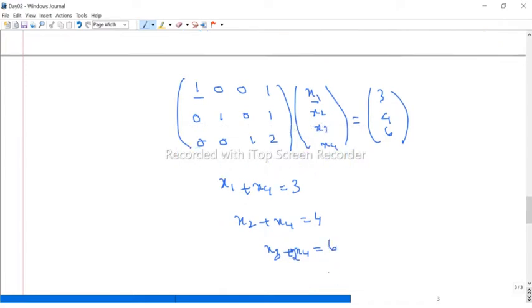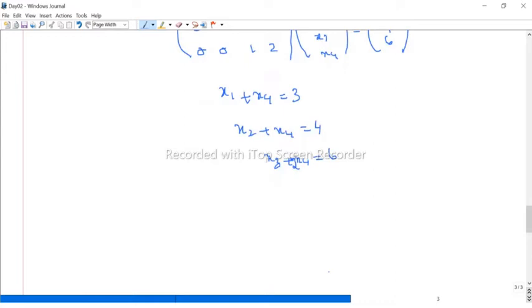Now we can rewrite this. You can rewrite the first equation as x1 equal to 3 minus x4, and then the second equation we can write x2 equal to 4 minus x4, and then the third equation, because everything has an x4, so this x3 can be written as 6 minus 2 times x4. Therefore, here we have one free variable.